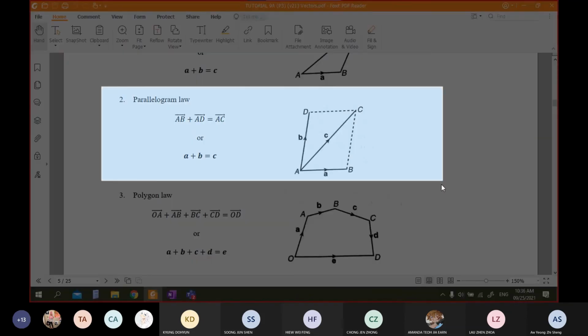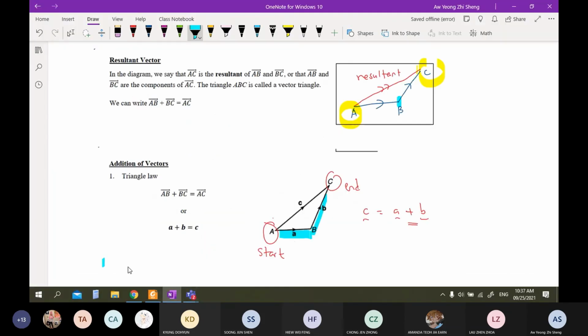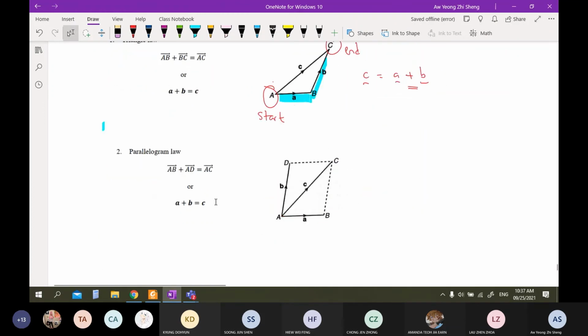Parallelogram law. Parallelogram law is not so frequently used in exam questions. Just sometimes in special questions, especially where the diagram is given, if you're aware of this parallelogram law, it can help you to do things a bit faster. Parallelogram law is only applicable for addition of two vectors. If you have three or more vectors, then parallelogram law is no longer useful.